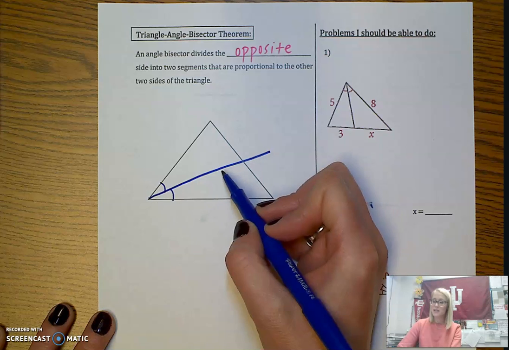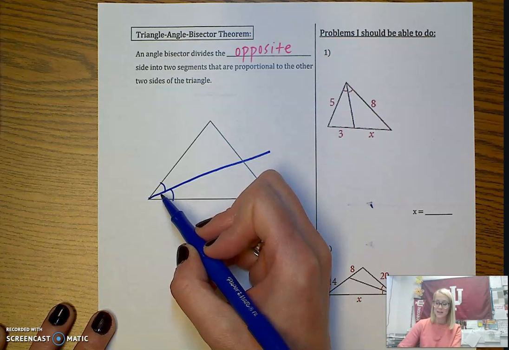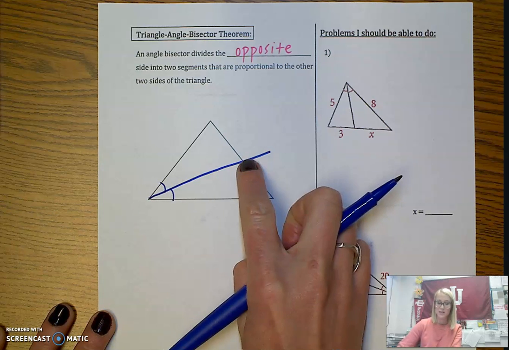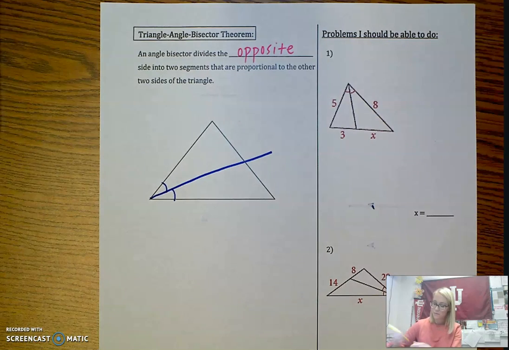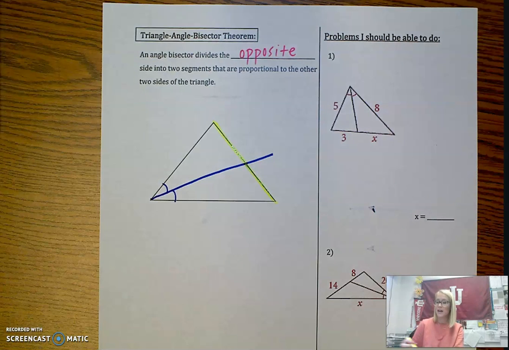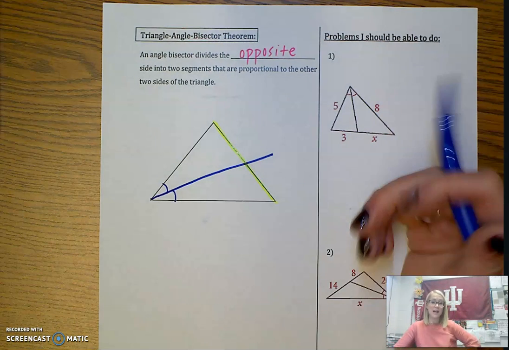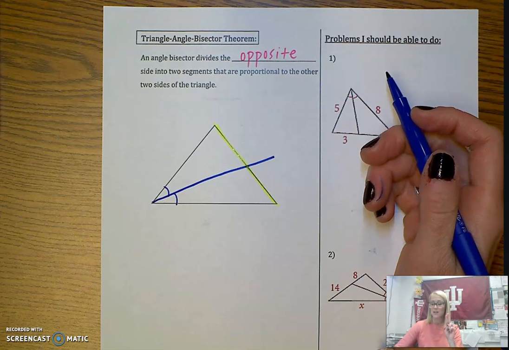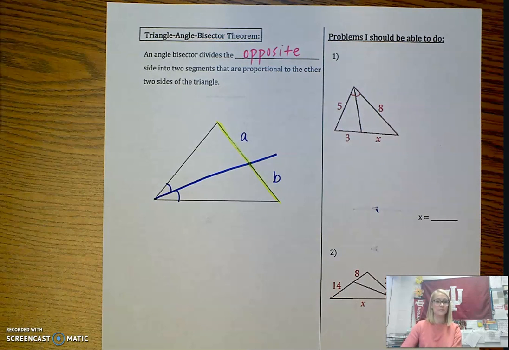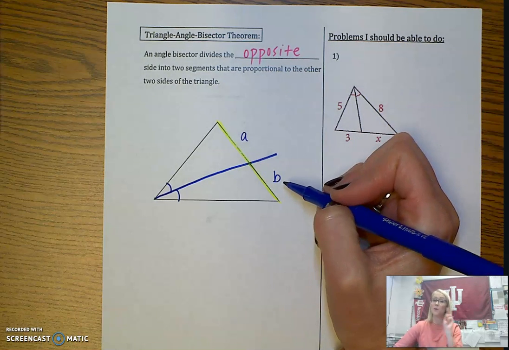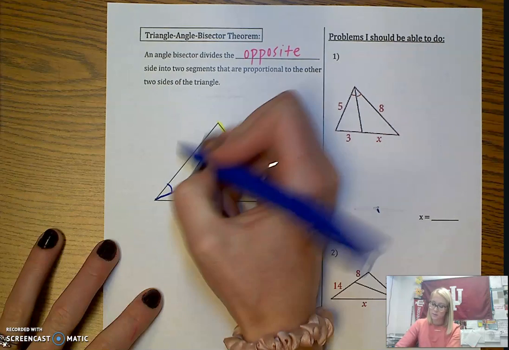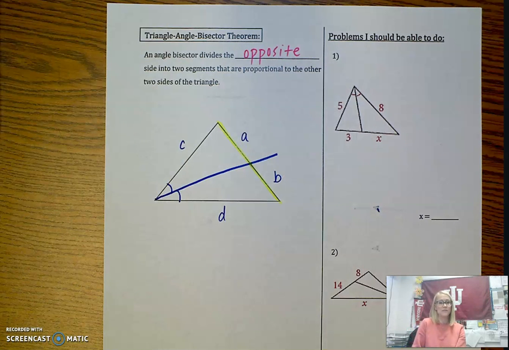This angle bisector is going to divide the opposite side, and they mean the side that's opposite of this angle that's being cut in half. So across from it, this guy right here. So across from your angle that's getting cut in half, that side right there, that angle bisector is going to divide it into two segments that are proportional. So let's label these two segments A, B. So those two segments are going to be proportional to the other two sides of the triangle, here and here. Maybe we'll call it like C and D.